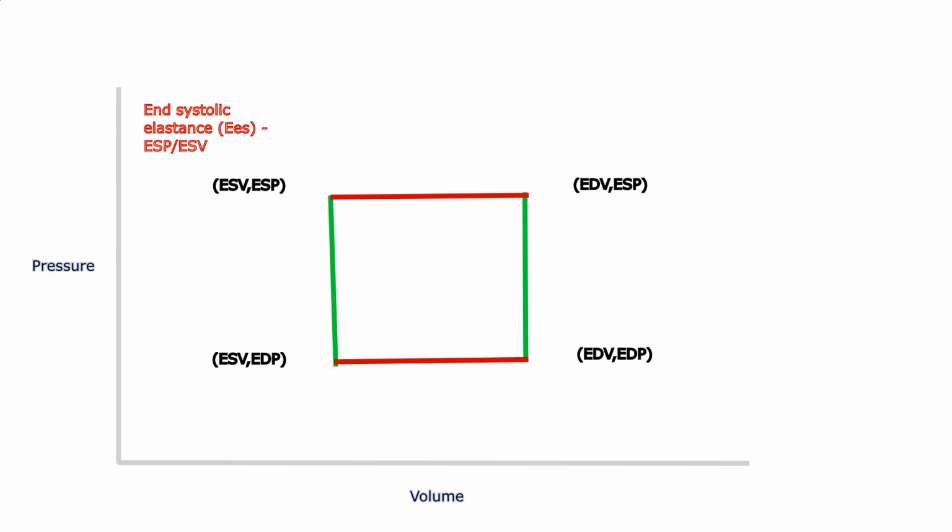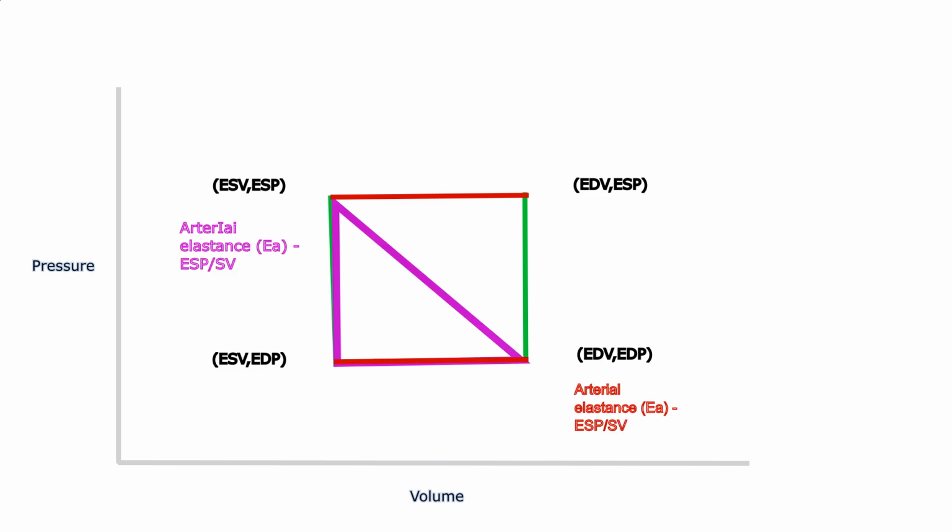Plotting the pressure volume rectangle also helps us to look at the arterial system. Arterial elastance, EA, is defined as end systolic pressure divided by stroke volume and is equivalent to the afterload to the left ventricle. The ratio of end systolic and arterial elastances describes the ventricle arterial matching.